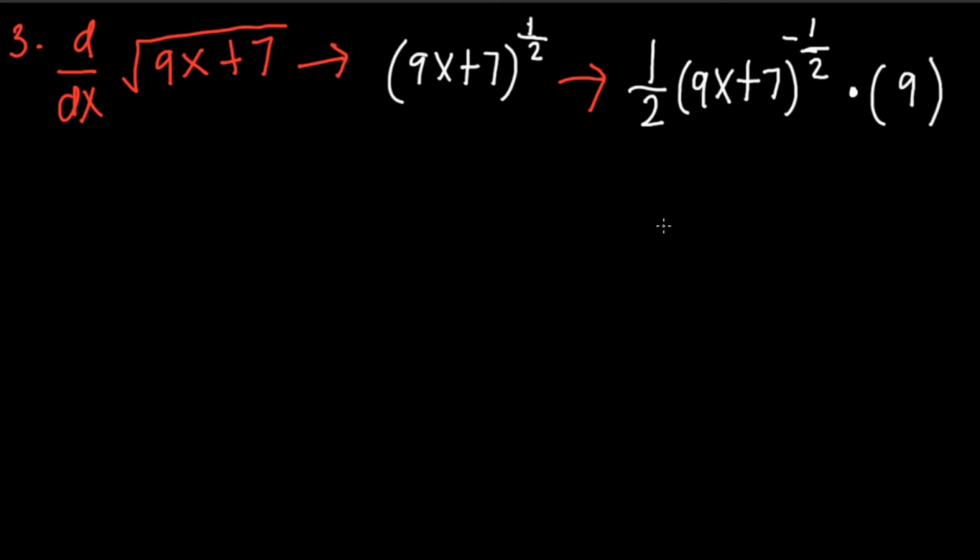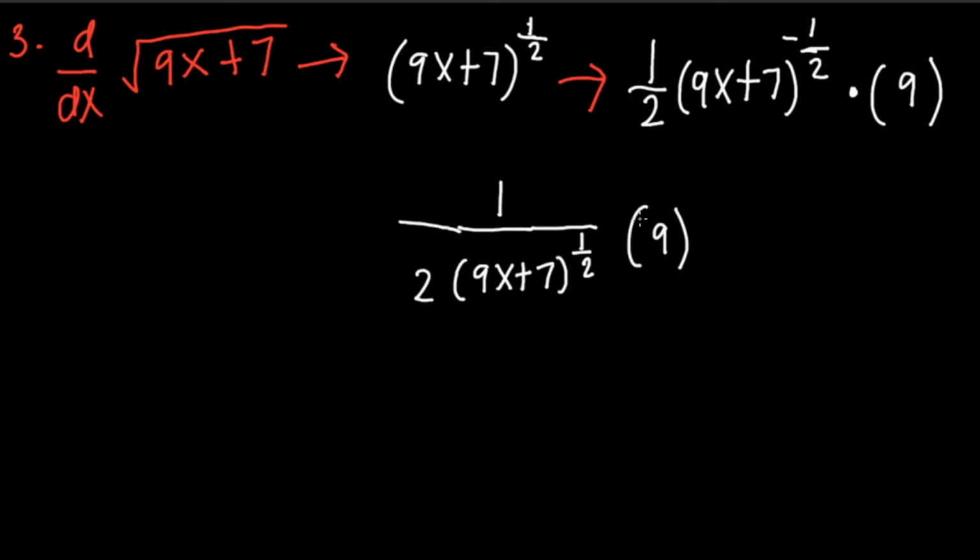Okay? So, all that's left is algebra. So, since ito ay negative exponent, iilalim yan. So, magiging 1 over 2 9x plus 7 raised to 1/2. Okay? Times 9. Gets? So, si 9 times kay 1, syempre. So, magiging 9 over 2. And then, as a final answer, para diretso na, ibabalik ko to sa radical. Since radical yung given natin. So, 9x plus 7 raised to 1/2, babalik sa radical, magiging square root of 9x plus 7. Ayan na.